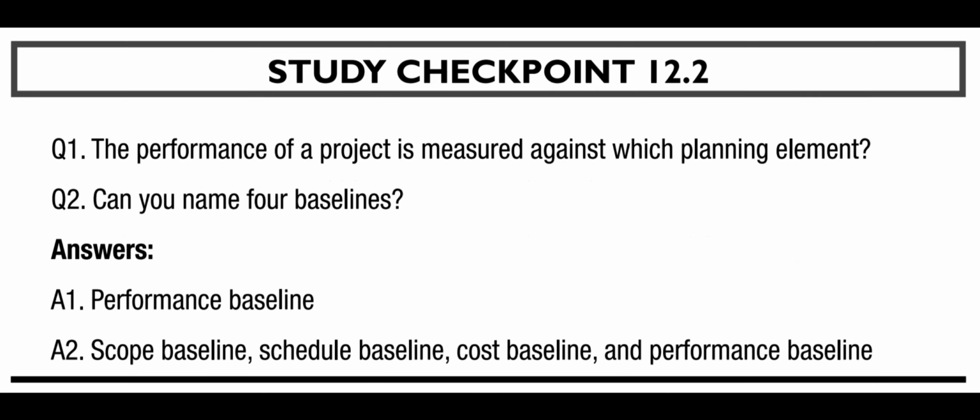Study Checkpoint 12.2. Q1. The performance of a project is measured against which planning element? Q2. Can you name 4 baselines? Answers: A1. Performance baseline. A2. Scope baseline, schedule baseline, cost baseline, and performance baseline.